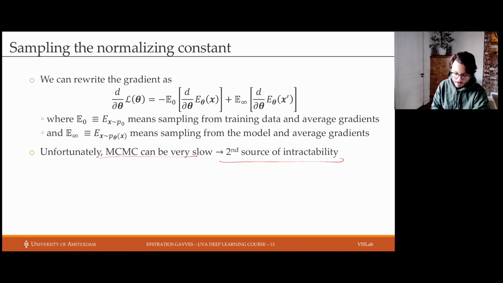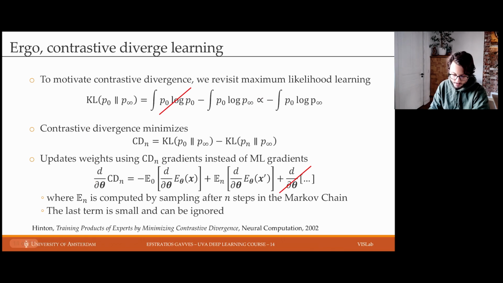Well, above here I rewrote my gradients in the form of two terms, of two expectations again. So it's just simply rewriting, nothing different. The only difference here is that my first expectation, E of 0, stands for sampling from my training data, like before, whereas E of infinity means sampling from my model. So in a way, I'm replacing my theta with an infinity symbol, and we'll see next why we do that. We do that for contrastive divergence learning.